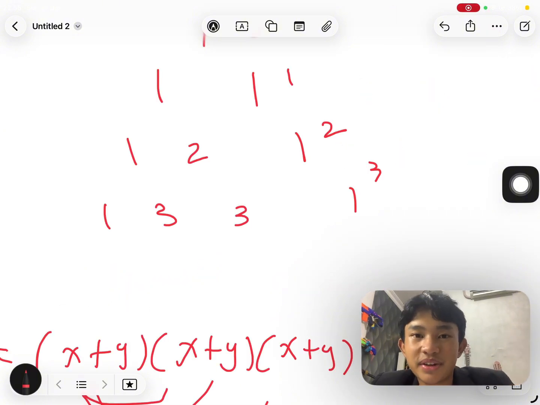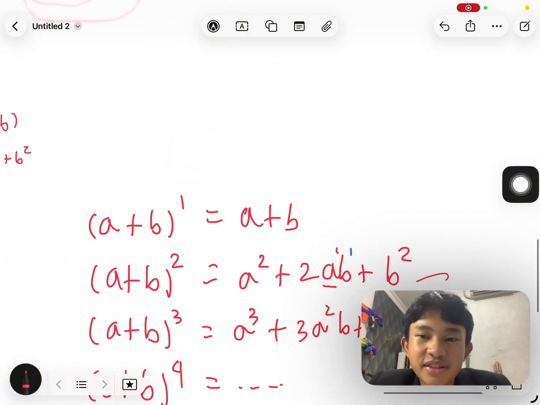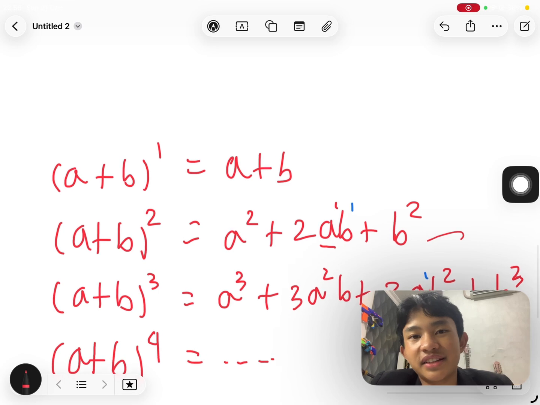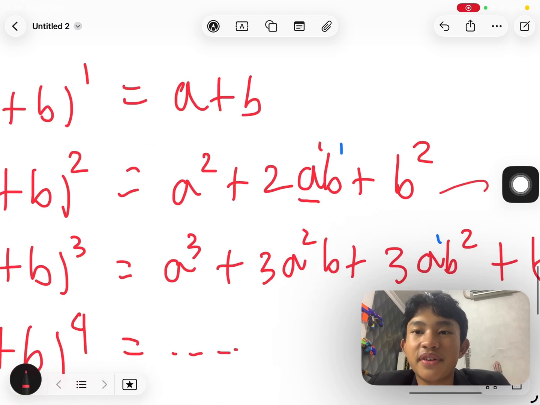But before I explain what the binomial expansion really is, I want to explain the pattern behind it. When we have (a + b) raised to the power of n, we have quite a unique pattern. So (a + b)^1 is of course just a plus b, but when we expand (a + b)^2, we can see that for the first term we have a squared.